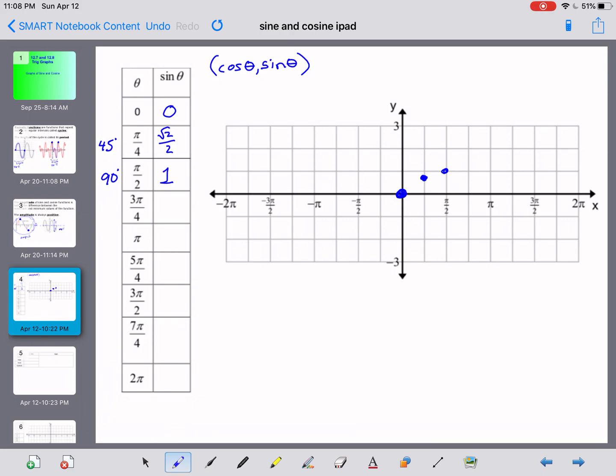And I'm just going to keep going around the circle, filling in these values. So at pi, my sine is 0. This is negative root 2 over 2. At 3 pi over 2, that's 270, so negative 1. 7 pi over 4 is 315. That's negative root 2 over 2. And at 2 pi, it is 0. So we made one full cycle around the unit circle. And when I connect the dots, this is what the sine function looks like, just for that one cycle.